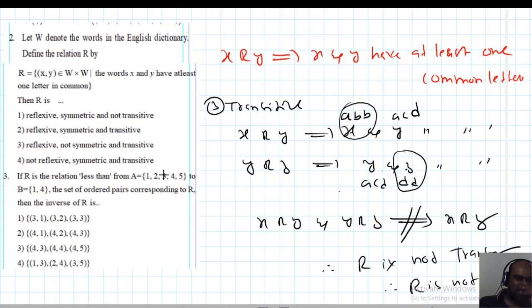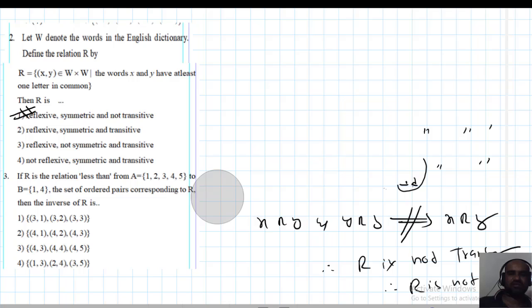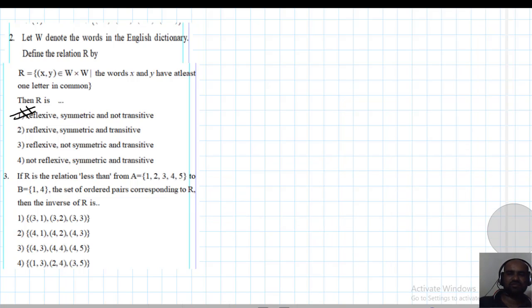No, I want to check the options. Symmetric, reflexive, symmetric and transitive. Okay, wrong, that one. Okay, correct, only not transitive. Option 1 is correct. It is a single answer type question, so no need to check the remaining. So finally what I got is reflexive and symmetric, not transitive.